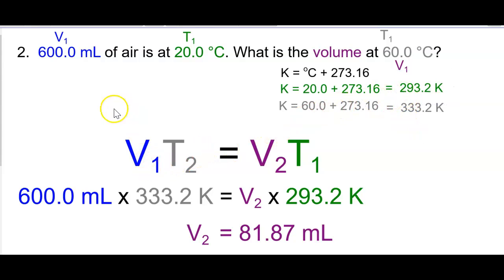And so then I'm going to plug in 600 milliliters and 333.2 for my T2. Remember, temperature doesn't like to play nicely with others, so it's always the opposite subscript of the one it's next to. V2 times 293.2 Kelvin. Multiply the left, divide by the temperature on the right. Both temperatures are in Kelvin, so when I divide, Kelvin cancels, leaving only milliliters. When I multiply 600 and 333.2 and divide by 293.2, I get 81.87 milliliters.